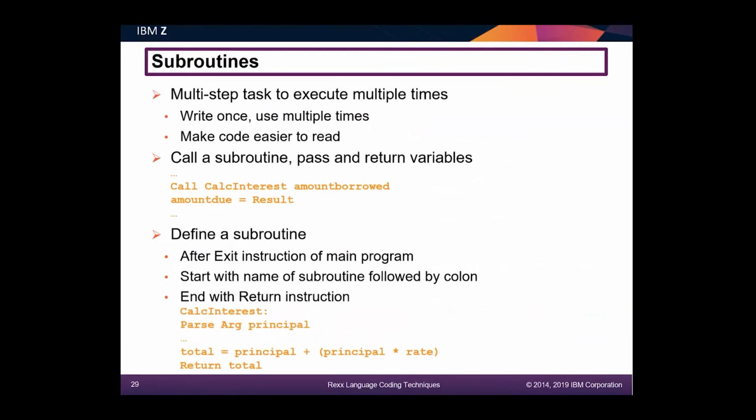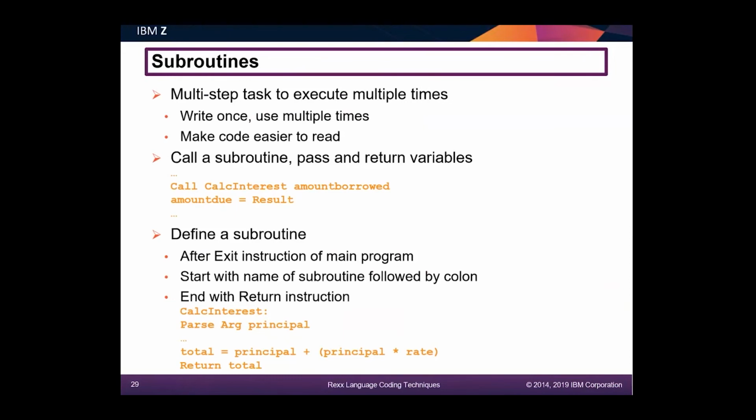There are many reasons people write functions and subroutines. Typically, it's because you're trying to do a multi-step task, but you want to execute it multiple times. You want to isolate it, call it, come back, and then later in the program maybe call it again and come back. So you want to write it once and use it multiple times.